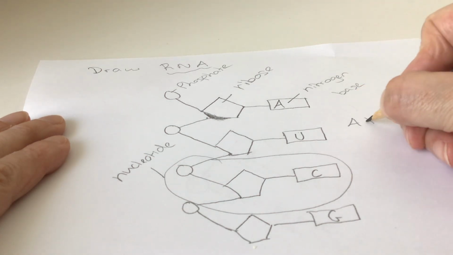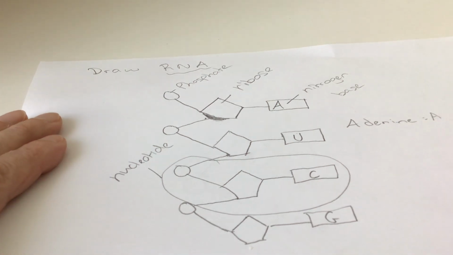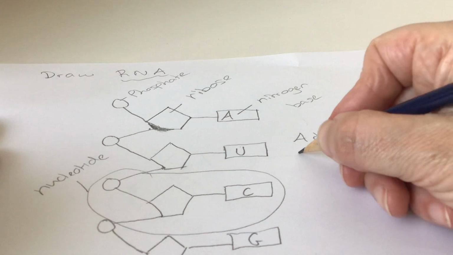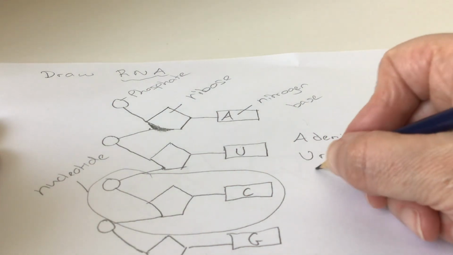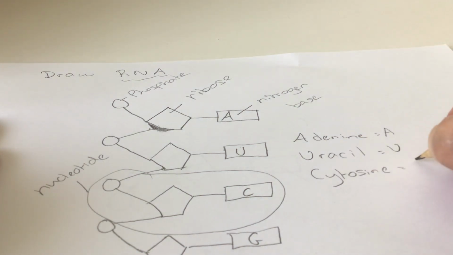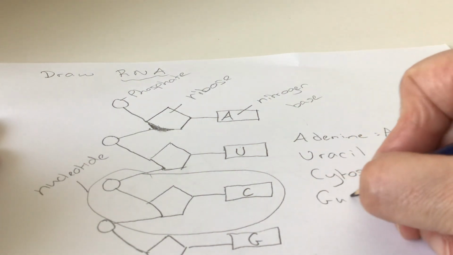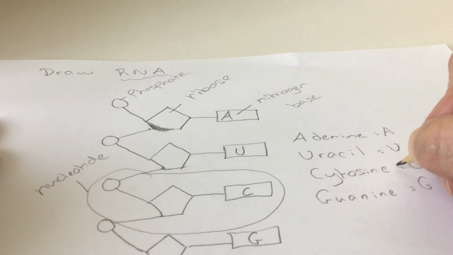And I'm going to label adenine is A, uracil is U, cytosine is C, and guanine is G.